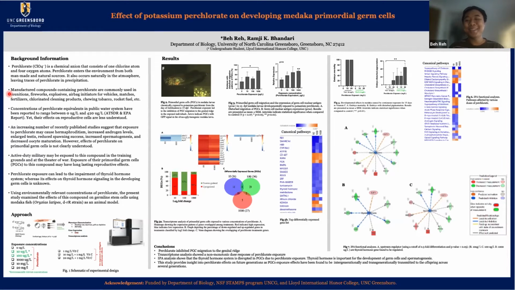Perchlorate also is highly water soluble, kinetically inert, and has low absorption tendency, making it a persistent and mobile aquatic contaminant. It has been reported by the EPA that perchlorate detected in public water systems ranges between 0 microgram per liter and 420 microgram per liter, but the effect on reproductive cells is less understood.